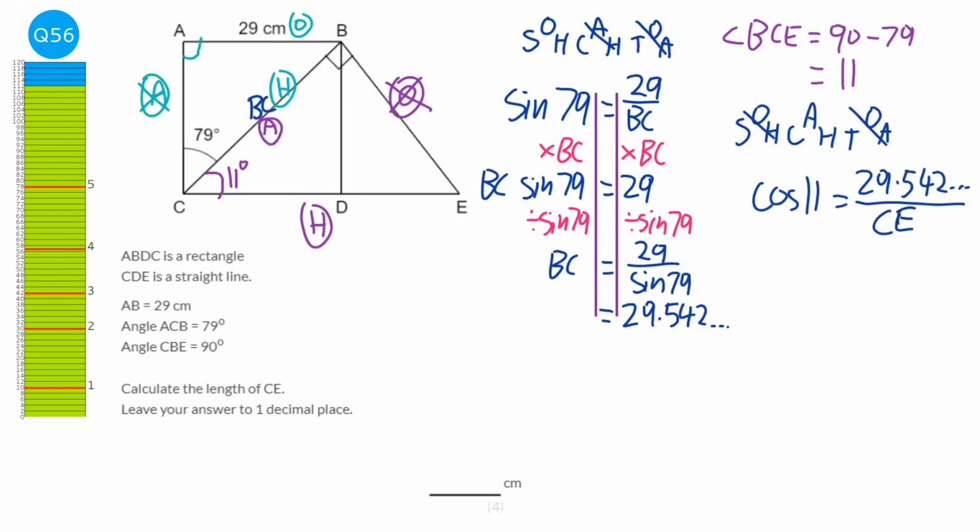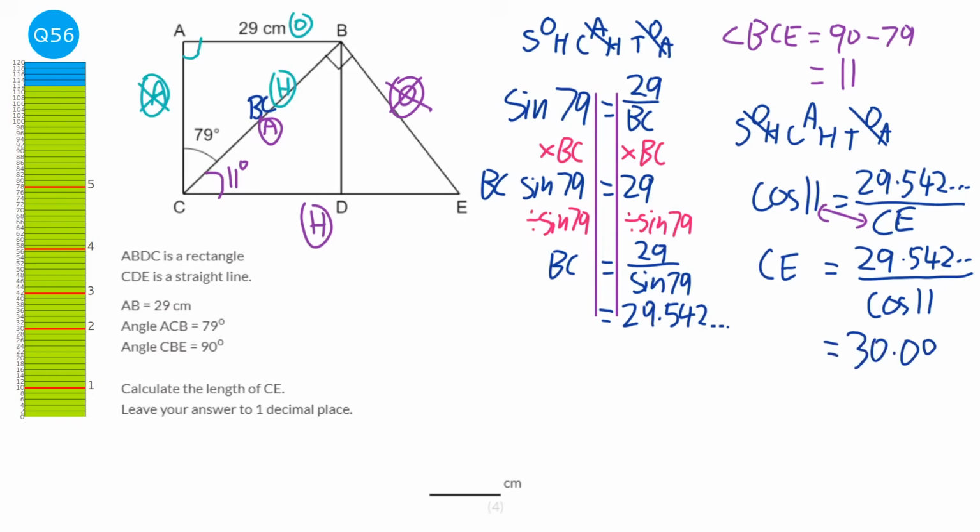Now hopefully you've realised from when we did it with the sine thing here that actually we can just swap these two things over. So we can have it as CE equals 29.542 blah blah blah over cos 11. Okay, then we put that into our calculator and we get the answer of 30.095 blah blah blah, and it wants it to one decimal place, so that will be 30.1.